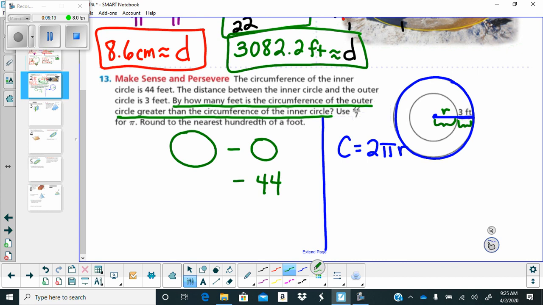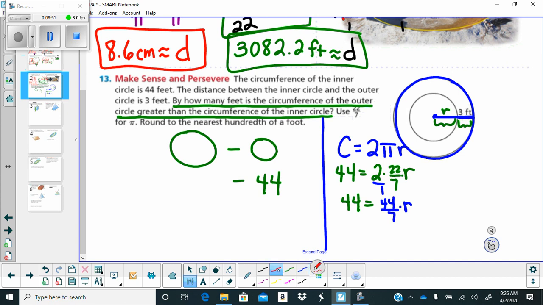The inner circle, its circumference is 44. So I'm going to plug in 44 so that I can find the radius of the inner circle. Now they told us to use 22 over 7 for pi. So I'm going to change this to 22 over 7. That gives me 44 equals, y'all realize that this 2 is over 1. So 2 times 22 is 44 over 7r. All right, this is 44 over 7 times r.